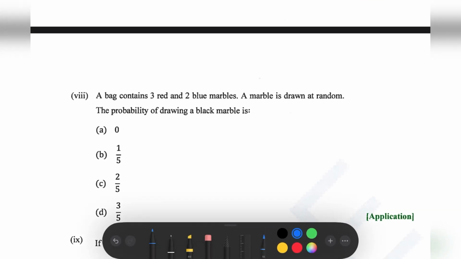Now probability. A marble bag has 3 red and 2 blue. So what is the probability of a black marble? Now you have to think that there are red as well as blue marbles. But is there black? No. Which means there is no black, so it will be 0.